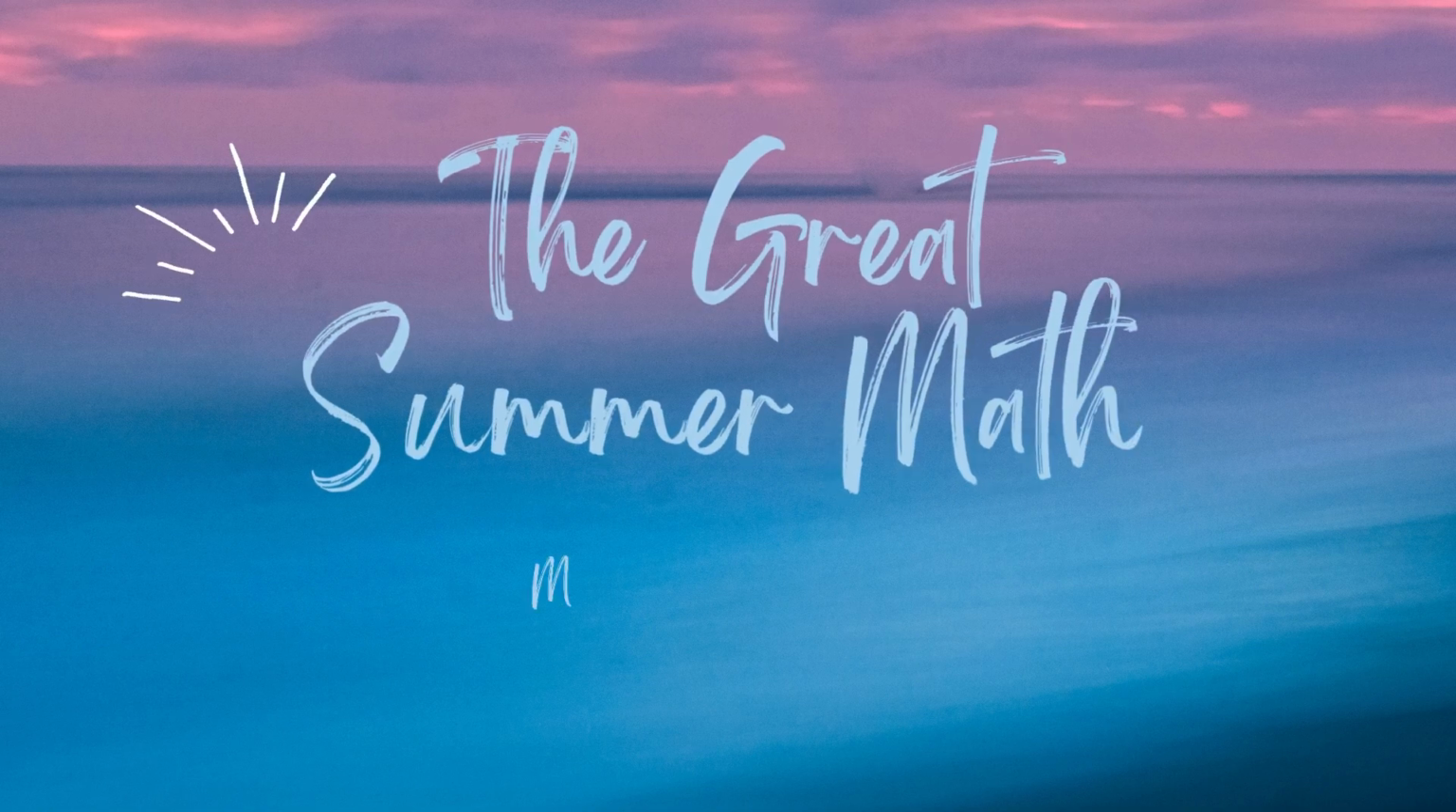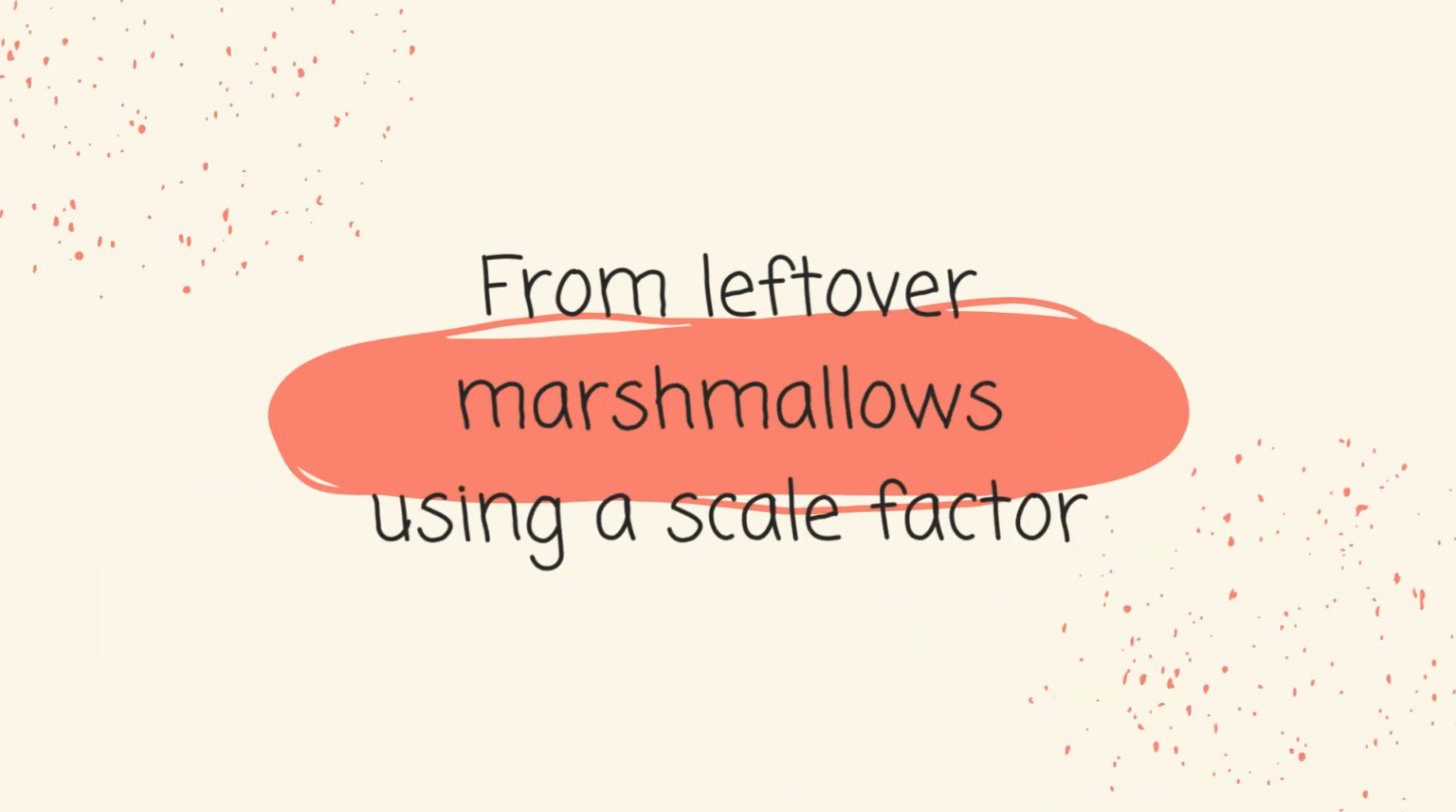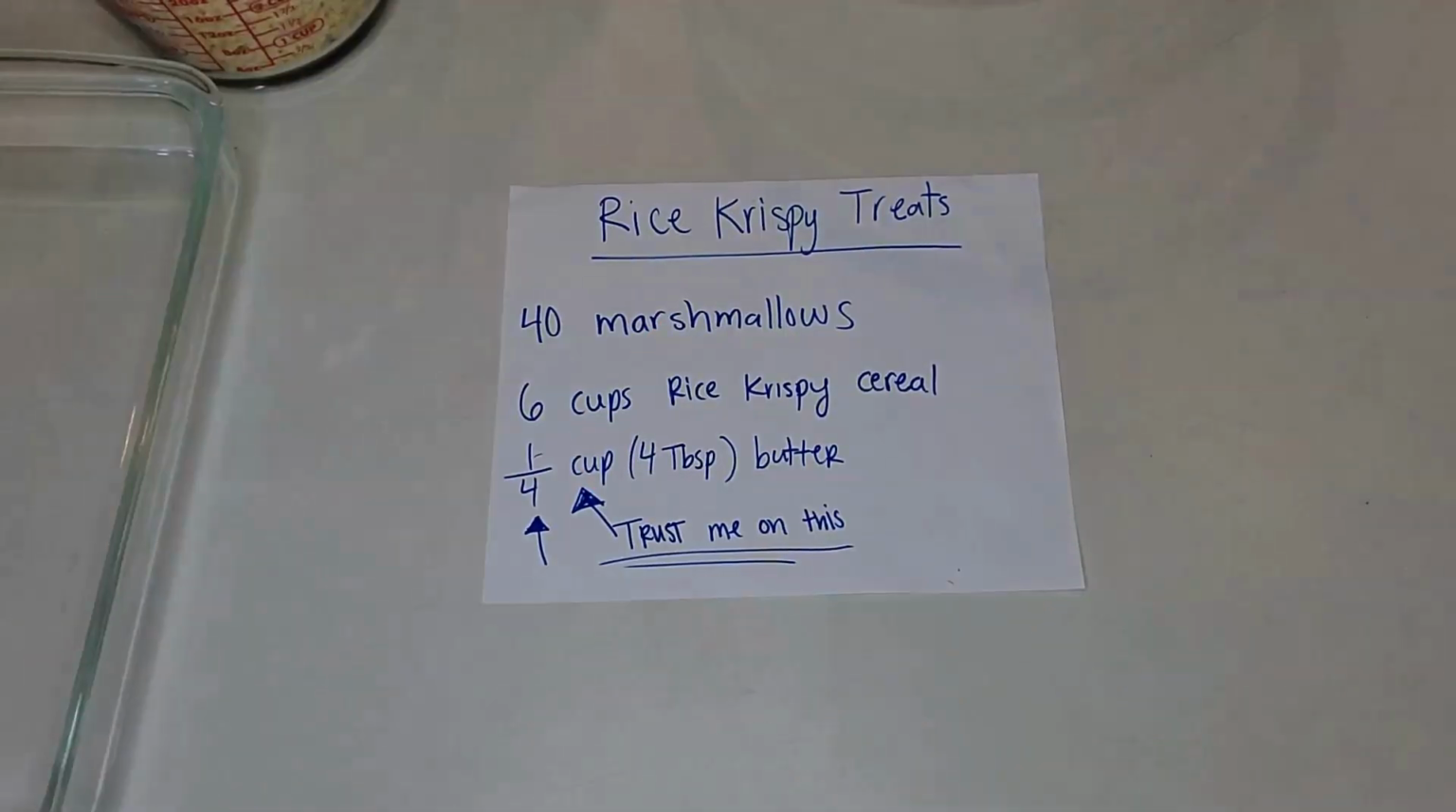Welcome to the Great Summer Math Mix-Up, Week 5. Let's make some Rice Krispie treats from leftover marshmallows using scale factors. Let's review scale factors so we can learn how to convert our recipe.